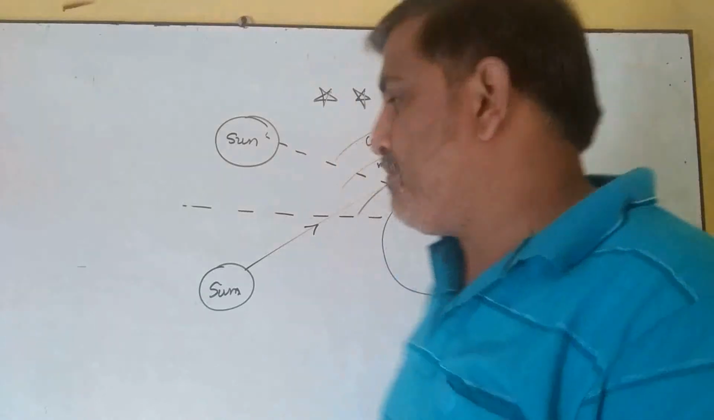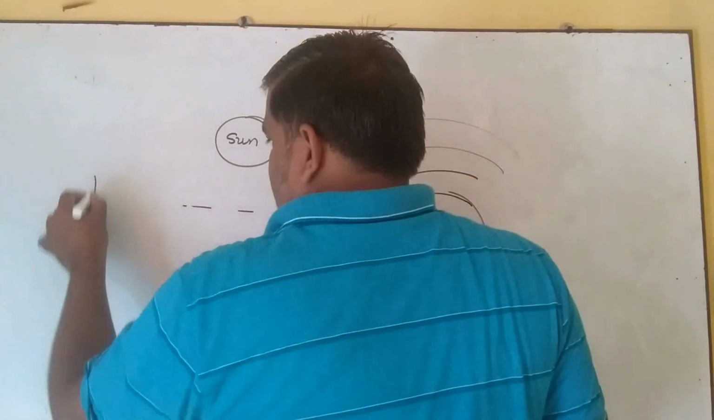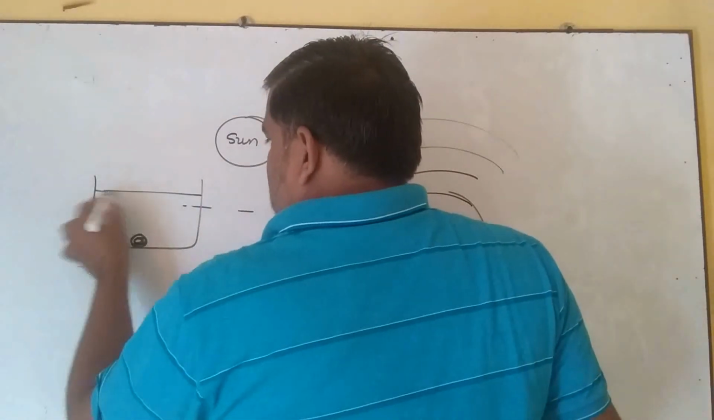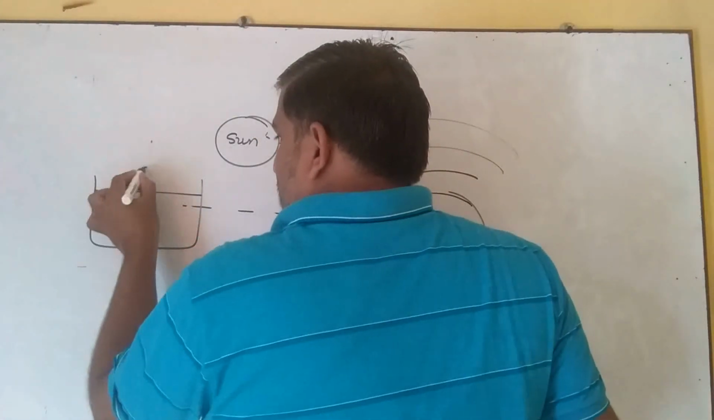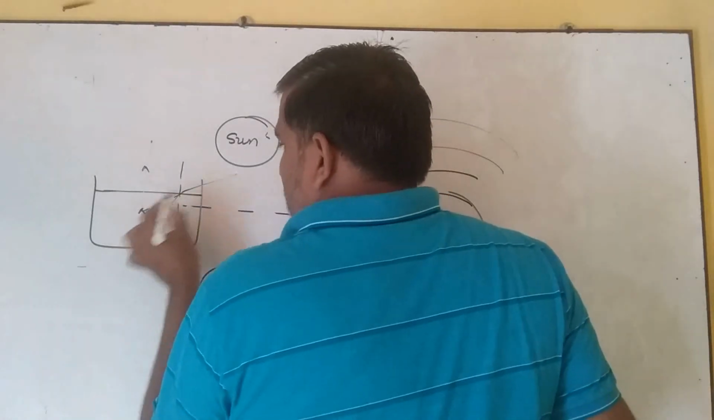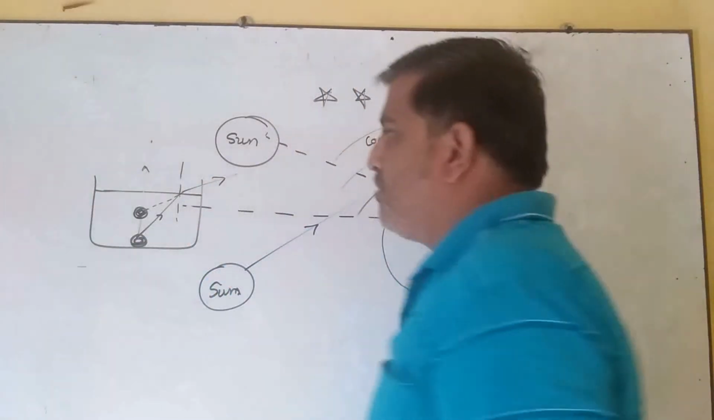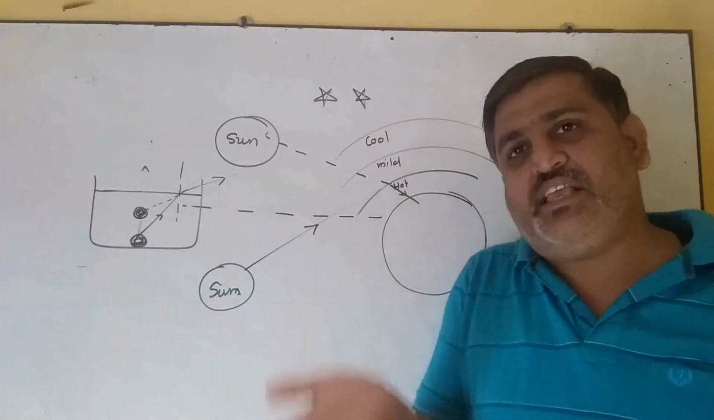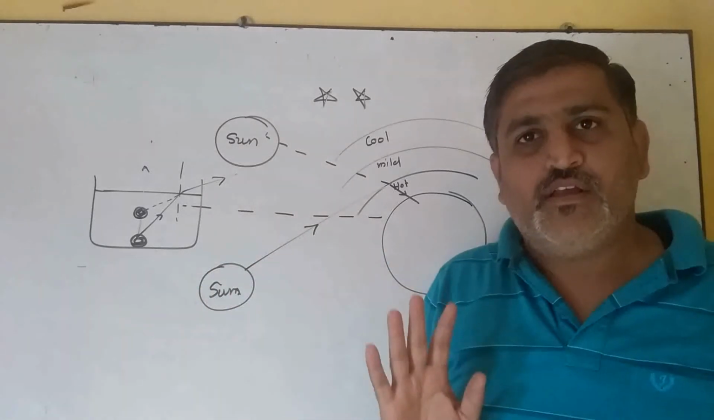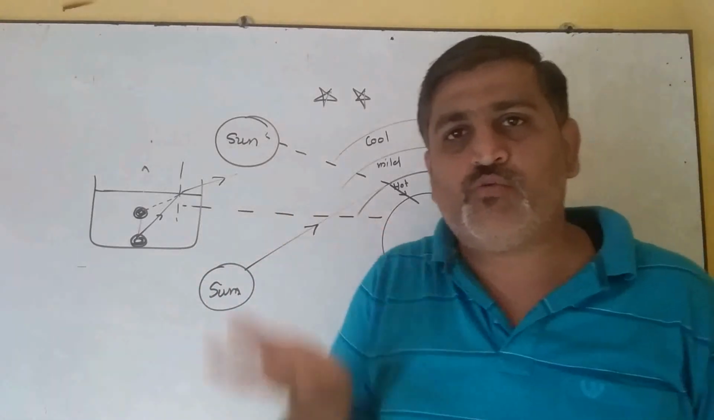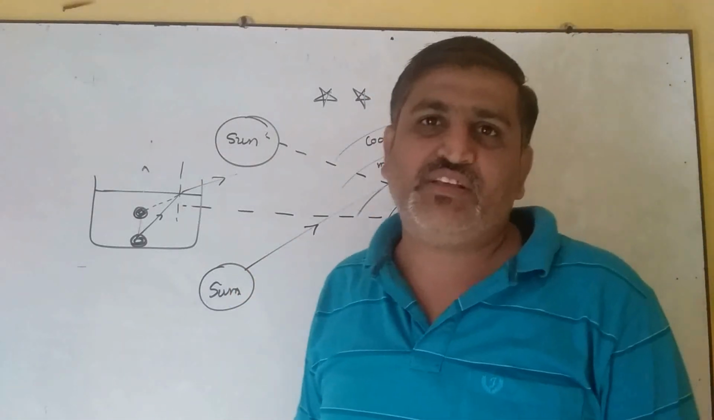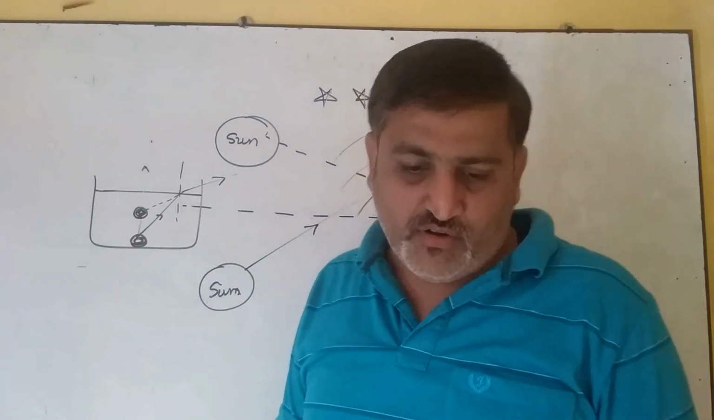Next, a coin kept in a vessel. This is also discussed in 8th standard. A coin placed in the vessel at the bottom is seen to be shifted. One of the rays, like this, is incident at an angle of incidence, and we find here the position of the coin. So the coin we can see is shifted up a little. Actually, it appears raised and shifted up more than it really is. This is also one of the consequences related to refraction of the light.